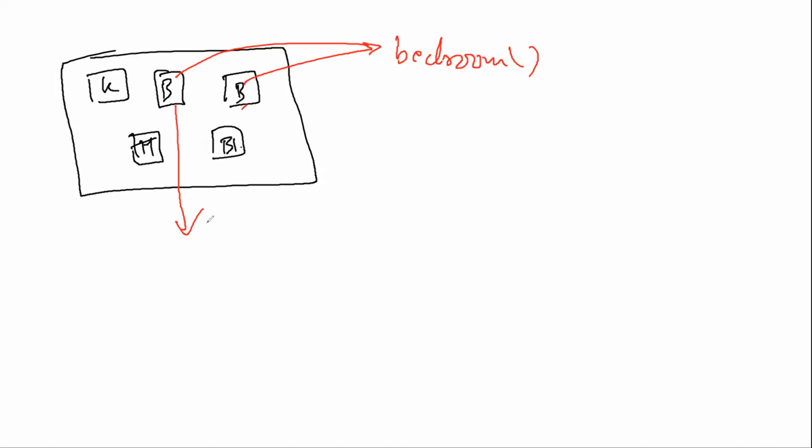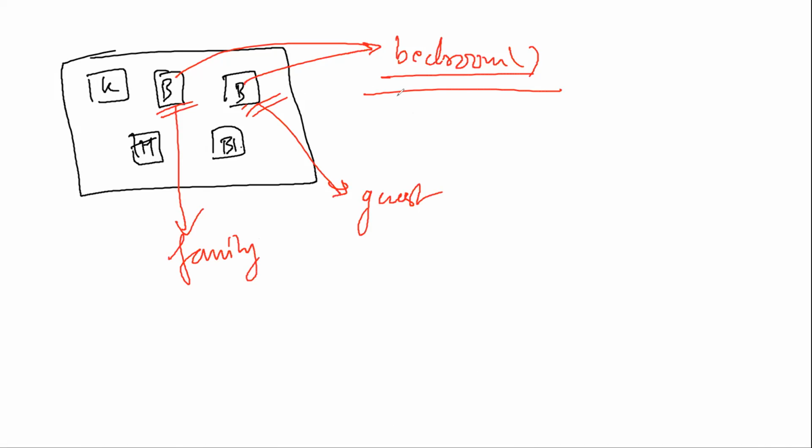Yeah. So this is for family, for example, and this is for guest. So both have different functionality. One bedroom is getting used for family, one bedroom is getting used for guest, right? But the name of the function is the same. In such cases, there is a concept of arguments also here, right? If the bedroom is getting used for family, you will understand all this.